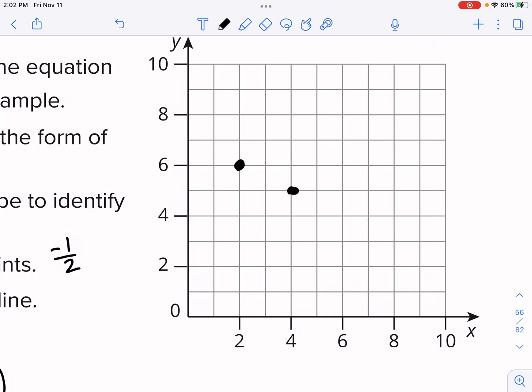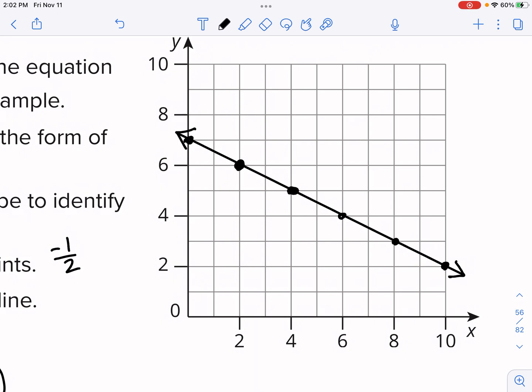We can continue this pattern, so keep going down 1, right 2. And then I'm also going to go in the opposite direction. I'm going to go up 1 and left 2 to continue this linear path like this. Let's connect it and then extend through.